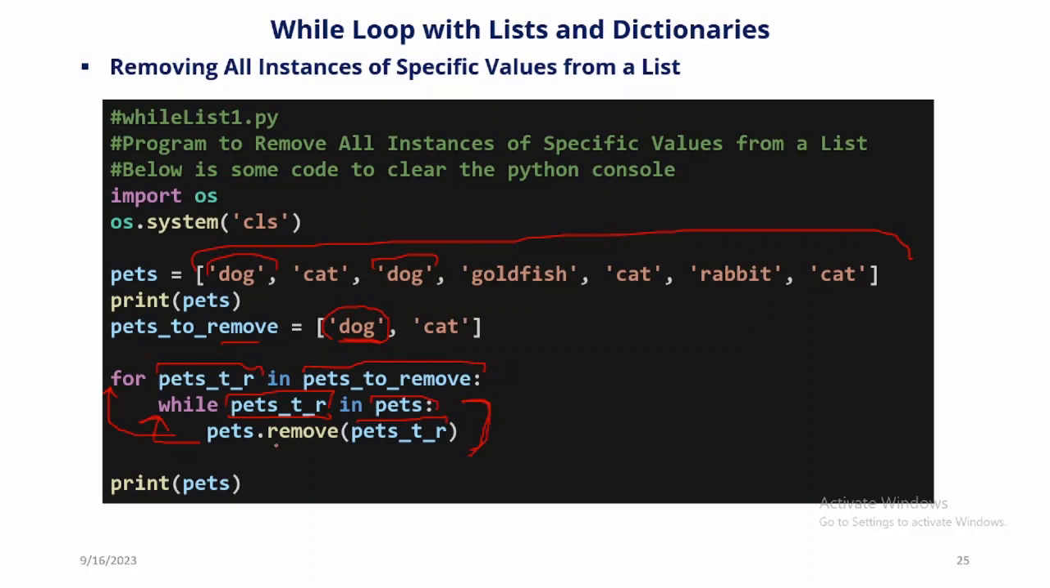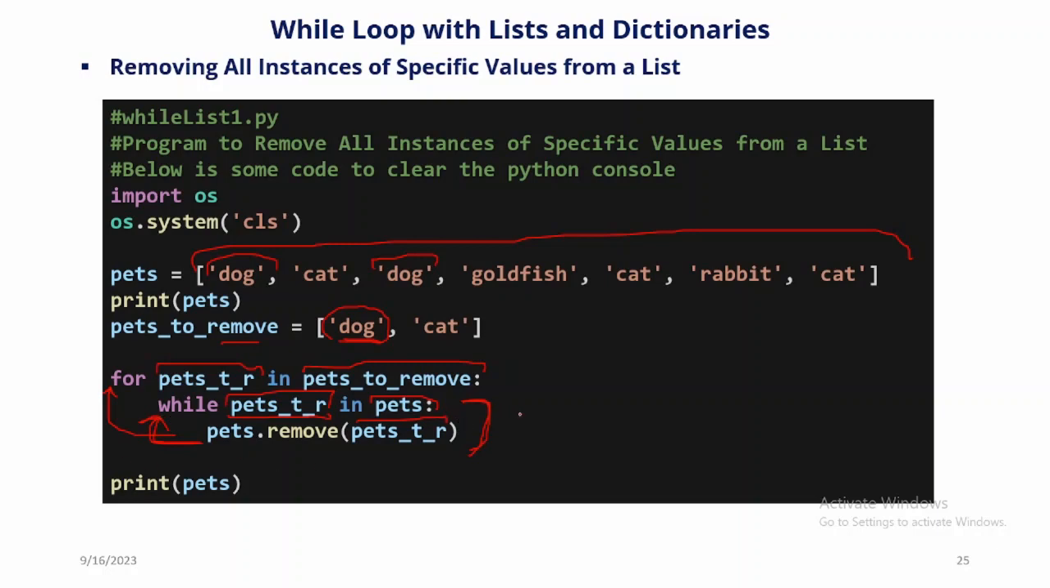Because it's going to keep looking for dog. The next time it tests for cat, it doesn't see cat, and then it goes back again and tests, sees dog again, removes dog. Next time it tests goldfish, nothing to remove. Next time it tests cat, nothing to remove. Next time it tests rabbit, nothing to remove. Next time it tests cat again, nothing to remove.